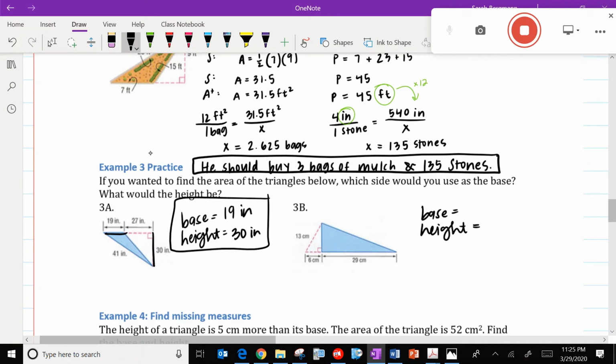For 3B, the base is 29 centimeters. The height has to be perpendicular. In this case, it's not given to us, so you need to use Pythagorean theorem. The height is radical 133 inches. Whoops, not inches, centimeters.